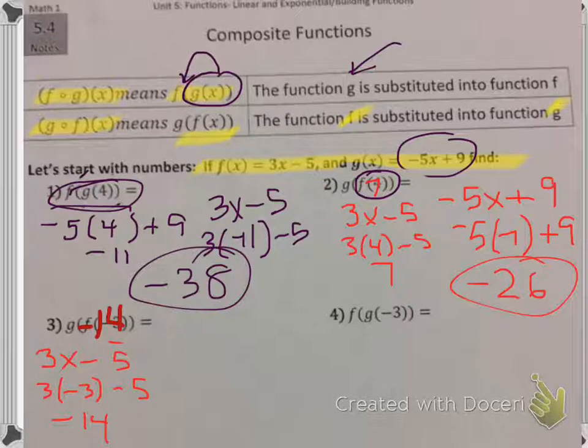So now I've got to put a negative 14 through the g function. So the negative 14 into the g function will be negative 5x plus 9. It'll be negative 5 times a negative 14 plus 9. And we're just going to punch that in on our calculator. So negative 5 times a negative 14.